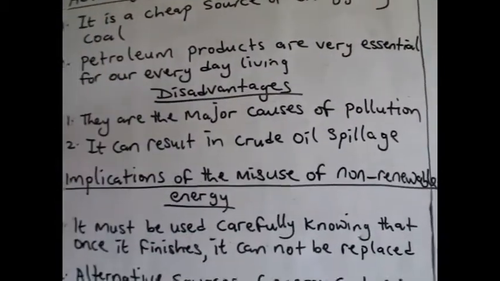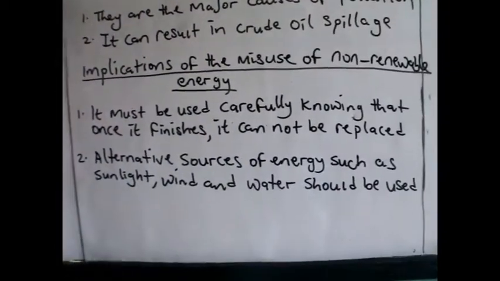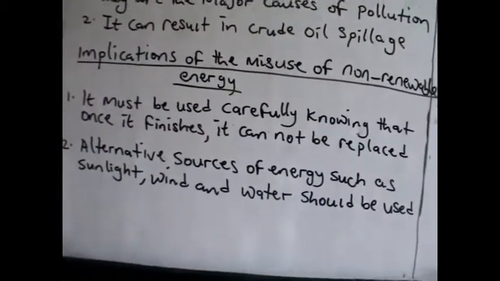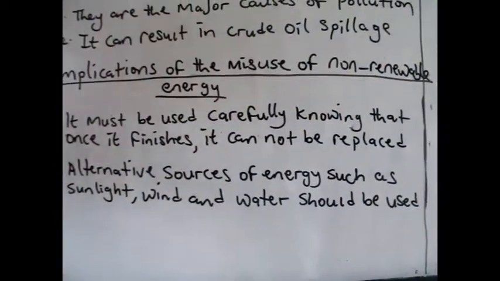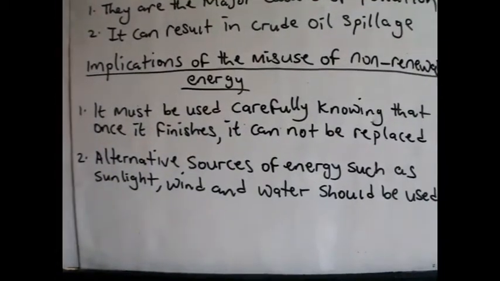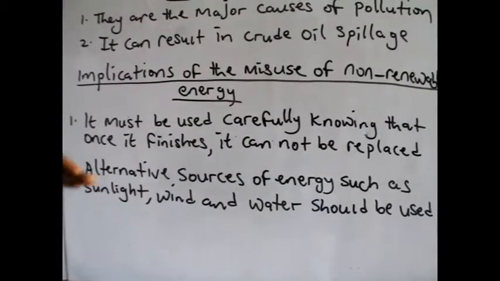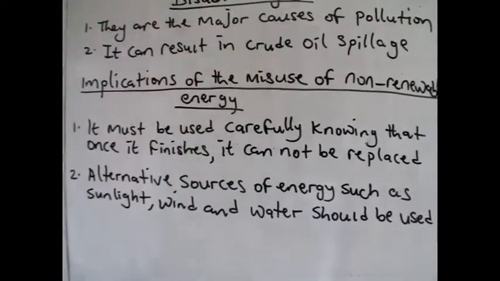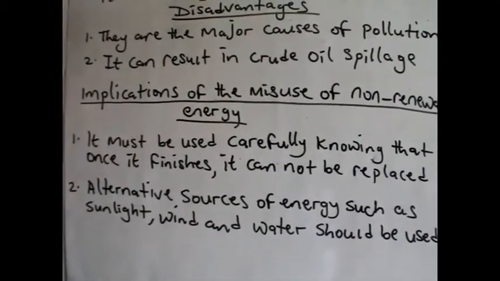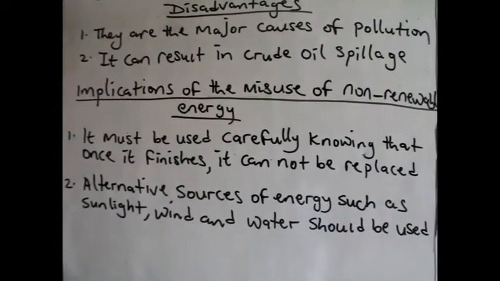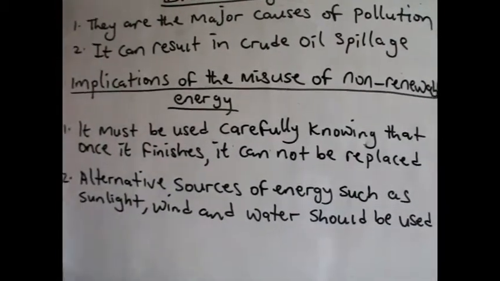Now let's look at the implication of misuse of this non-renewable energy. When energy is misused, what happens? Remember, we are looking at non-renewable. So when you waste it, it is gone and gone for good. It must be used carefully, knowing that once it is finished, it cannot be replaced. So this one is just common sense. If you are given water in a drum, and there's no other source of getting water, and you begin to fetch the water and pour it on the ground, when it finishes, it is gone.